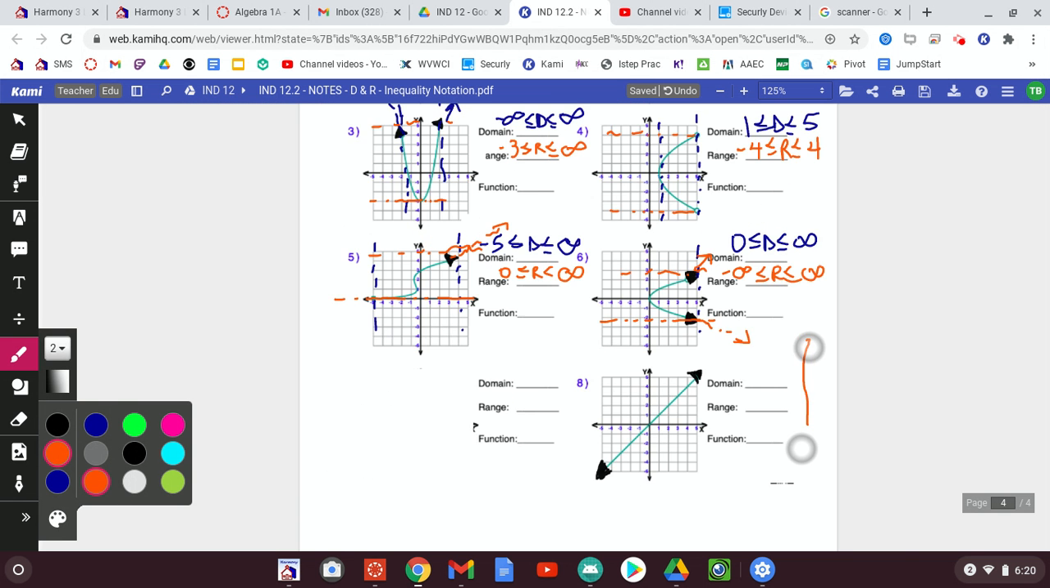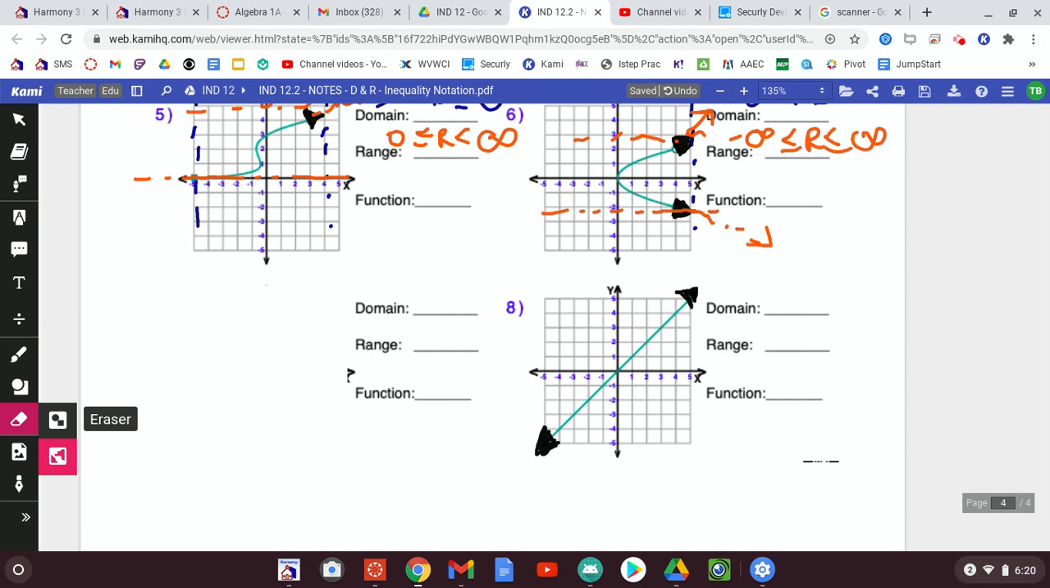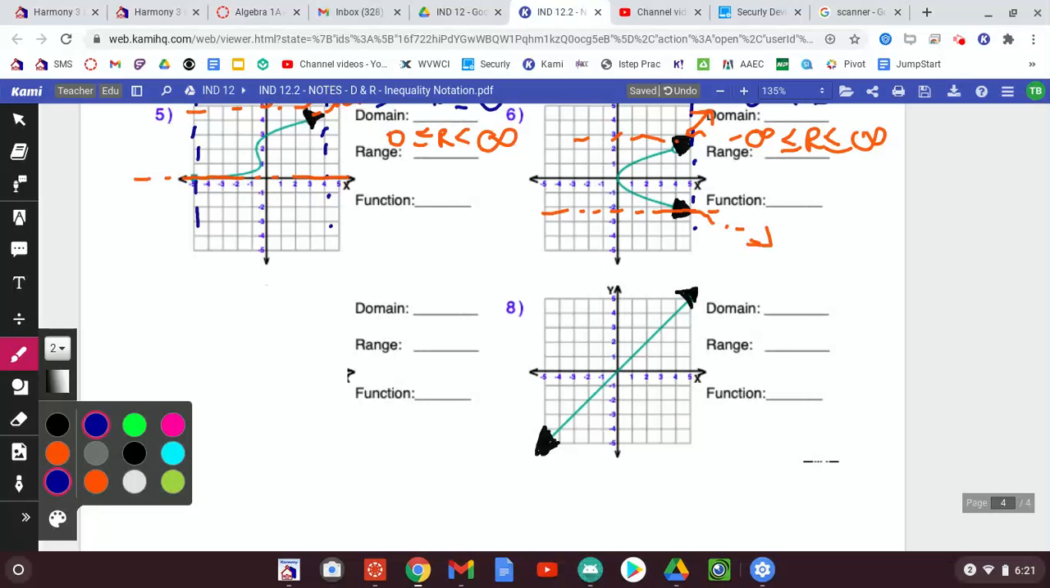And then this one that you can see here, it has arrows on both sides, straight line. So what's my domain going to do? Left and right, what's it going to do? It is going to go on forever and ever left and forever and ever right. So it's going to go on from negative infinity to infinity.